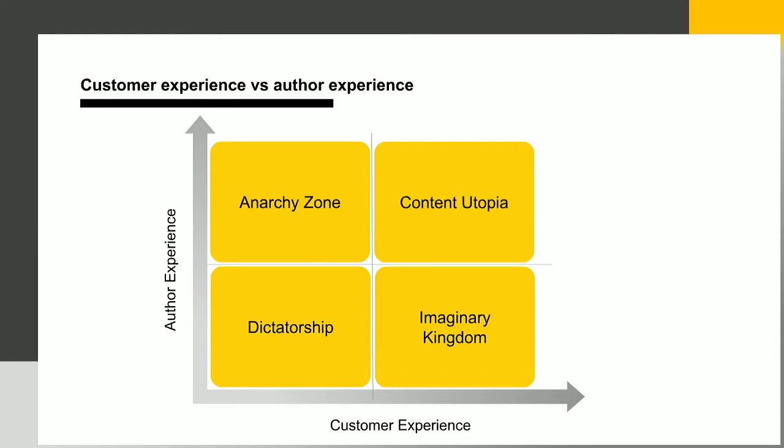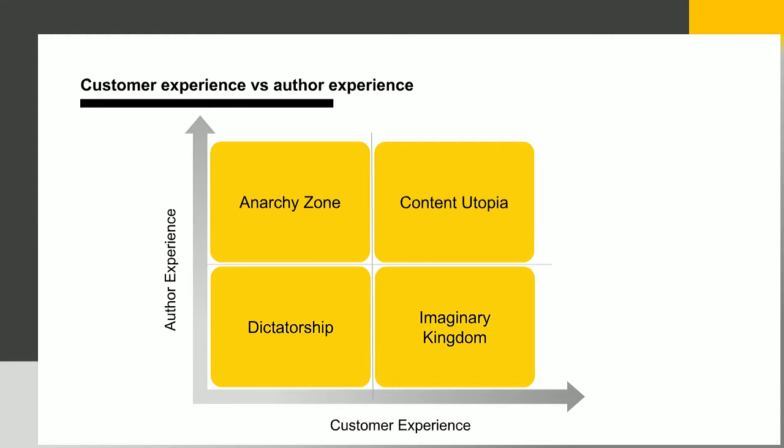Yeah, that's a very good point. Thanks for that. So just so that everybody knows, I'm actually surprised by the results. So far we have 45% saying that they're in the Anarchy Zone. That's interesting. 23% in the Imaginary Kingdom, 21% in the Dictatorship quadrant, and only 8% in Content Utopia. That part's not hard to believe because it's very hard.